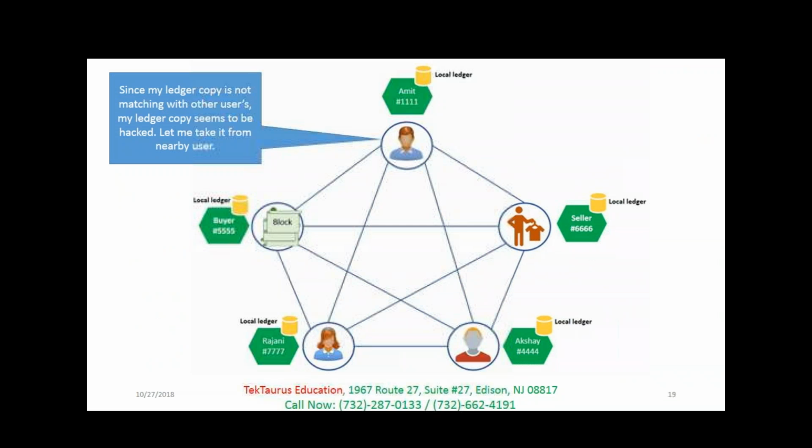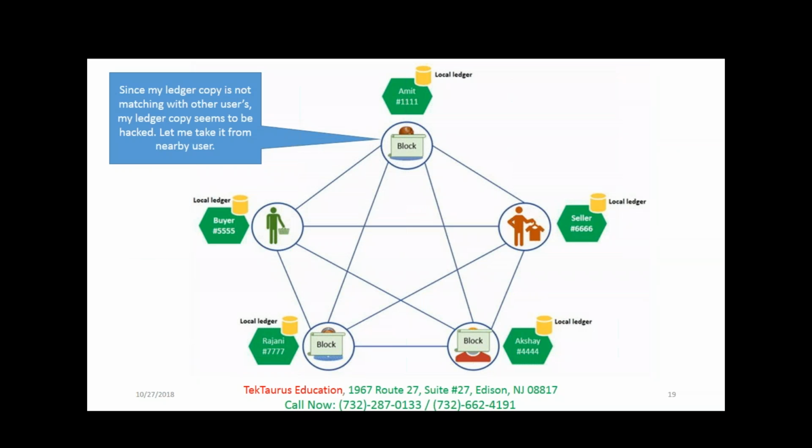Okay, now suppose there is the C. See, on the left side I have put a message box. Since my ledger copy is not matching with other users, my ledger copy seems to be hacked, let me take it from nearby users. It means it will again take a copy, it will sync the copy, its copy will be rejected, and it will sync the copy again, and it will have the fresh data that is not hacked.